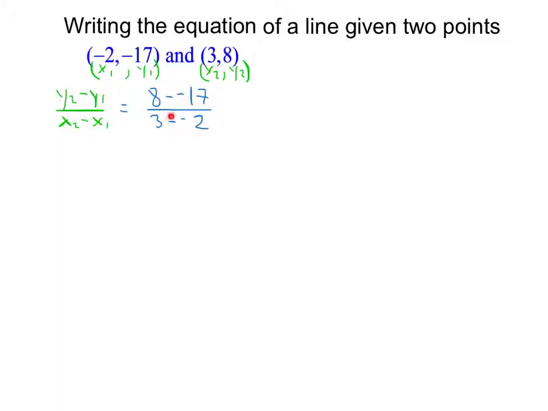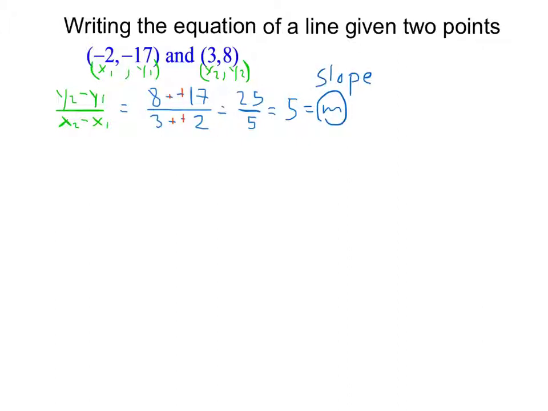Also, I have minus and negative in here, so I'm going to go ahead and change that to plus a positive, chop it. And now I'm going to figure out what that equals. 25 over 5, and this reduces to 5, and this is the slope.